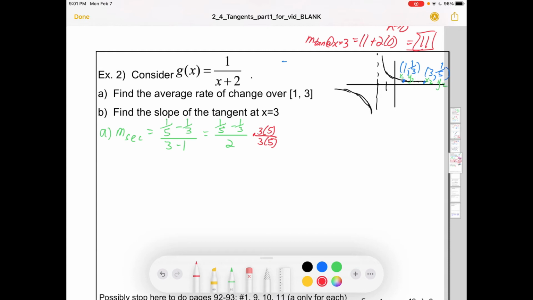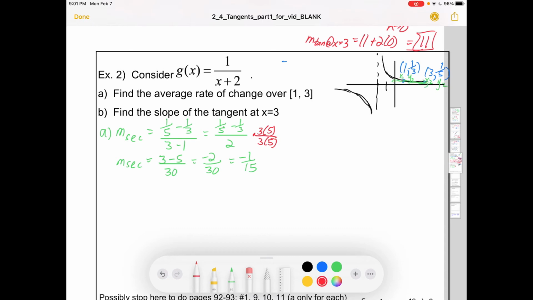So when I multiply that through, I'm going to keep going here. The 5s will divide out, so I'll have 3 minus 5, the 3s will divide out, all over 2 times 3 times 5. That's 30. So negative 2 over 30, or negative 1/15. And that gives us our secant slope. And like we expected, it's negative, pretty gentle.